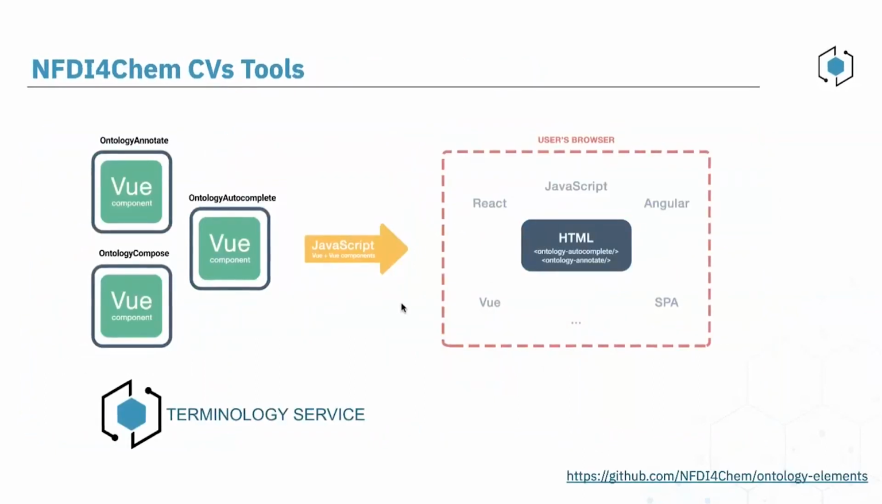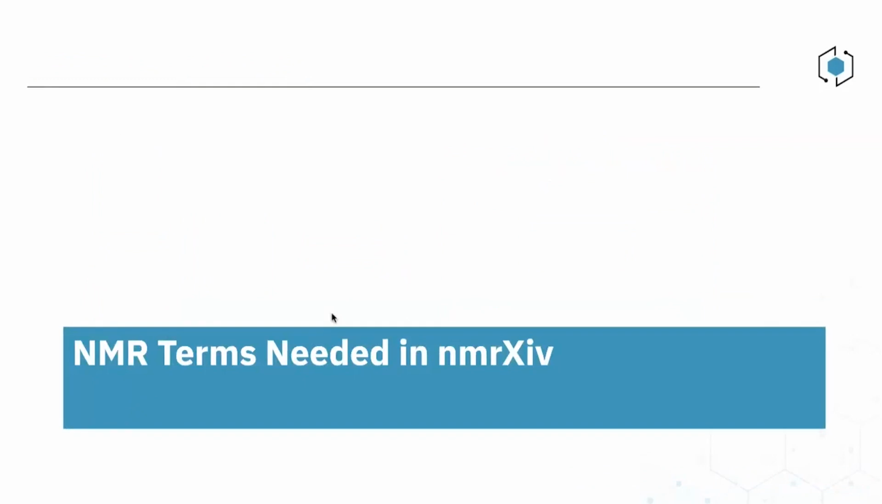This is why we have presented our ontology elements, which could help the users to use ontologies and ontology terms taken from the terminology service by picking some terms or by auto-completing while typing text. I'm not going to go into details about the ontology elements because Chandu will be talking about it tomorrow, so I will skip it here and move on to our NMR needs in nmrCV.